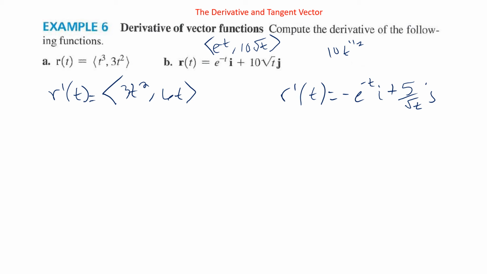So those are our two derivatives of that one.